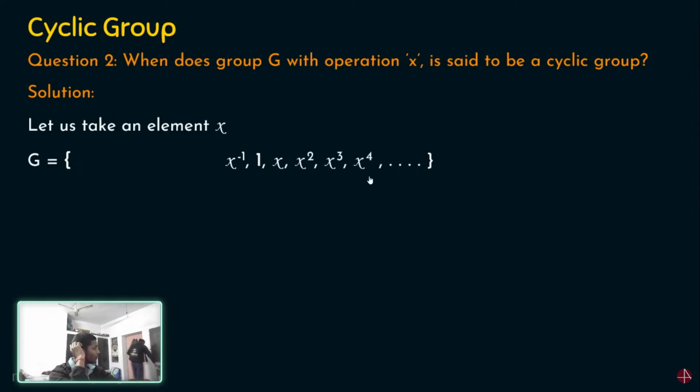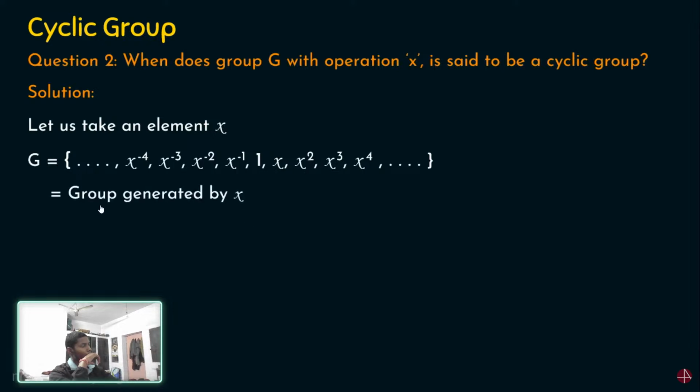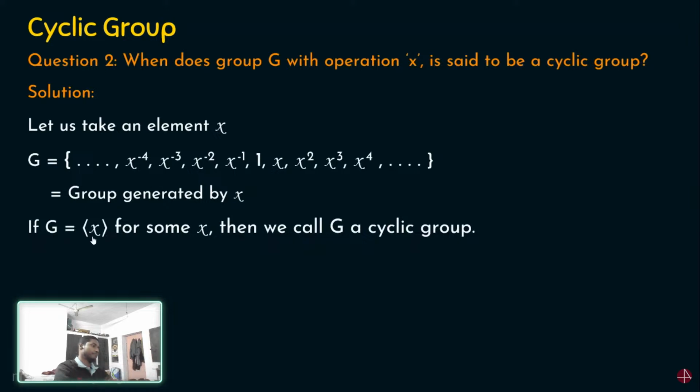And these values will also have their corresponding inverses, like X power minus 2, X power minus 3 and X power minus 4, and so on and so forth. This is the actual group that we are talking about. Now when will we call this group a cyclic group? When there exists a generator element, right? Let's say this entire group is generated by this X. It means if this group is generated by X for some X, then we call G a cyclic group. This X is the generator element. So this is the answer for this question.